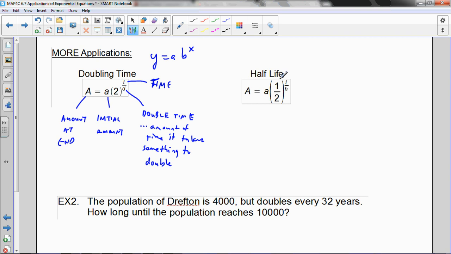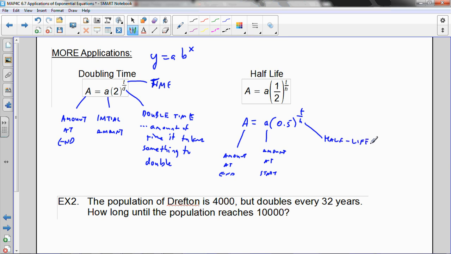Exponential decay has to do with half-life. Now, sometimes you see the formula like this, and sometimes you'll see it with its decimal half-life, like this. Maybe this one's easier to put into your calculator. I will leave that up to you, whether you like the fraction or the decimal. These are equivalent. Most of these things are the same. This is still the amount at the end. A is the amount at the start still. And H is what's called the half-life.